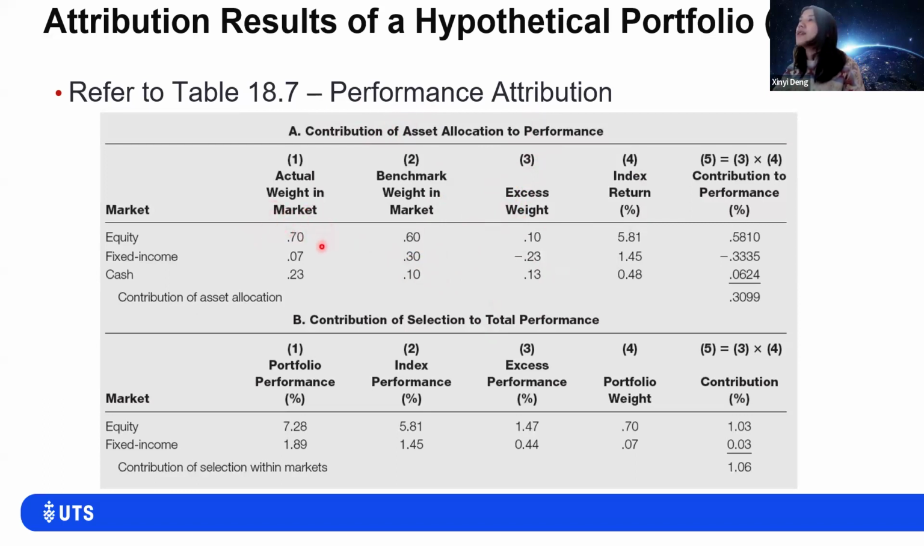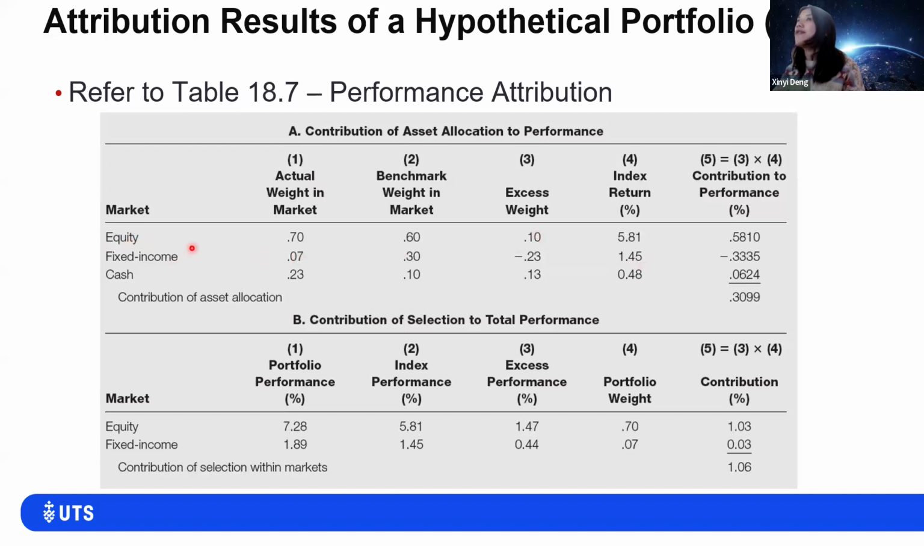So we first calculate the difference for each market between the weight in the portfolio and the weight in the benchmark. For the equity market, we use the weight in the portfolio, which is 0.7, minus the weight in the benchmark, 0.6. This leads to the excess weight of the equity market, which is 0.1.